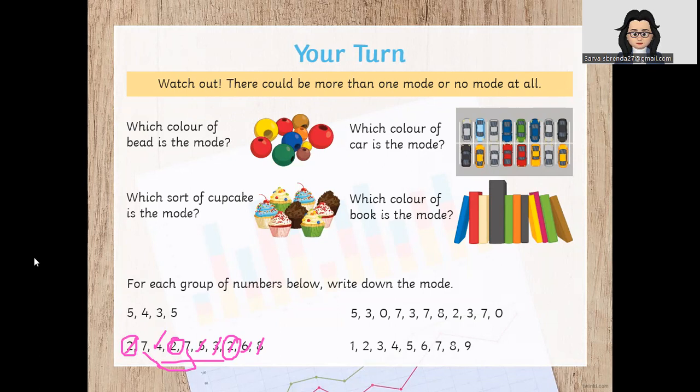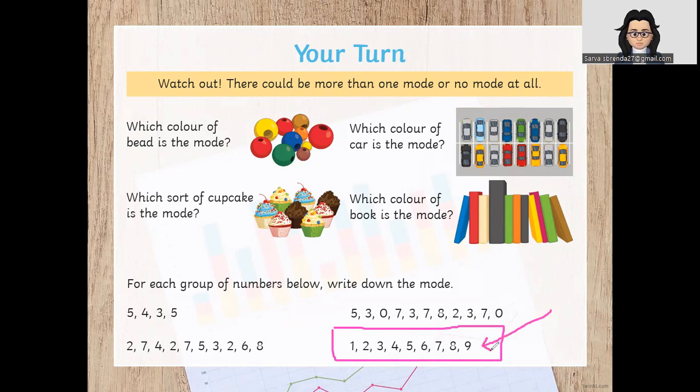Okay? Now look at this last set of data. Do we need to build a table? 1, 2, 3, 4, 5, 6, 7, 8, 9. Literally no number repeats itself. So do we say 0 mode or do we say no mode? Which would be the choice? The choice is no mode.